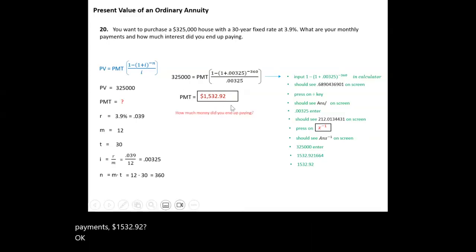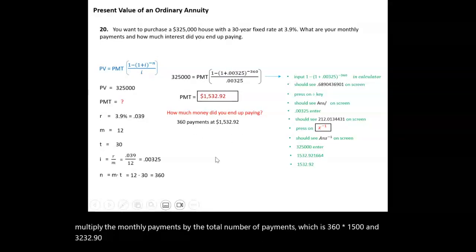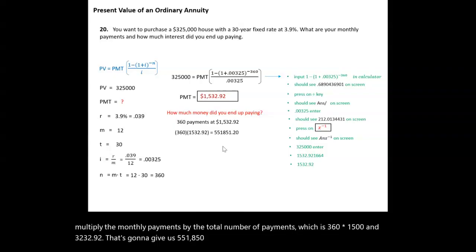How many payments did you make? We made 360 payments. So I'm going to multiply the monthly payment by the total number of payments, which is 360 times 1,532.92. It's going to give us $551,851.20.